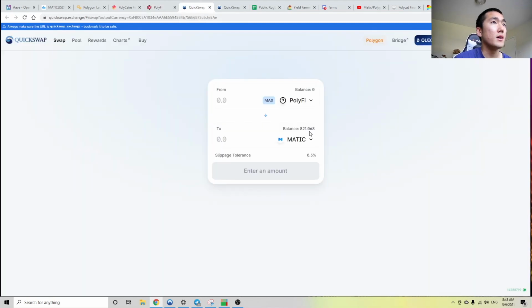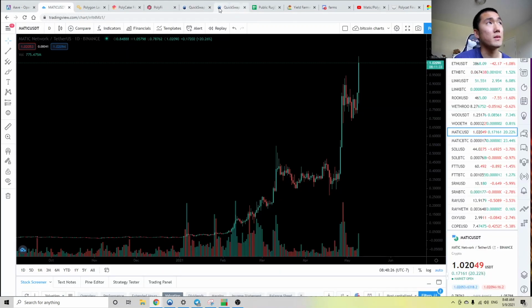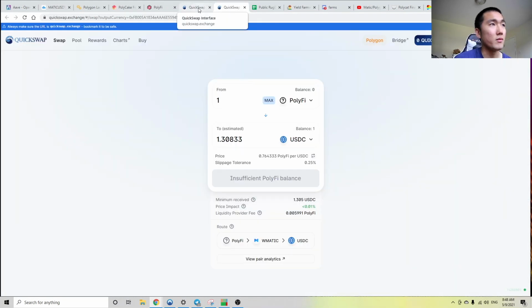So in the past 16 hours, I've just been farming and dumping all my PolyFi into Matic. And I paid $600 in deposit fees, which took me a while to get back. But right now I'm at 800 Matic, and at these current prices, I've already made my deposit fee back. So, you know, I'm laughing at the developers. So always do your own research.